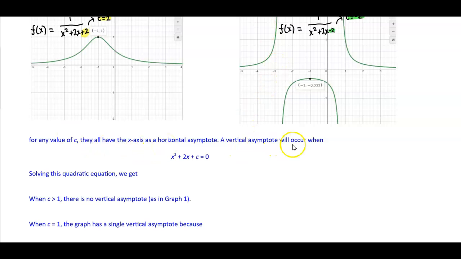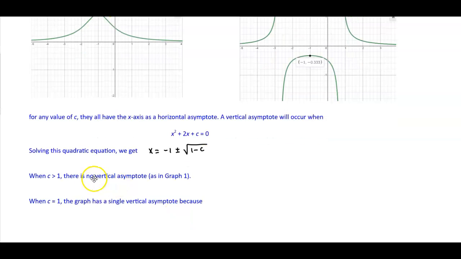So a vertical asymptote will occur when the denominator, x squared plus 2x plus c, equals 0. Now, if we wanted to solve this quadratic equation, then we would get the following for x. x would equal negative 1 plus or minus the square root of 1 minus c. Now we need to look at the scenario of when c is greater than 1.